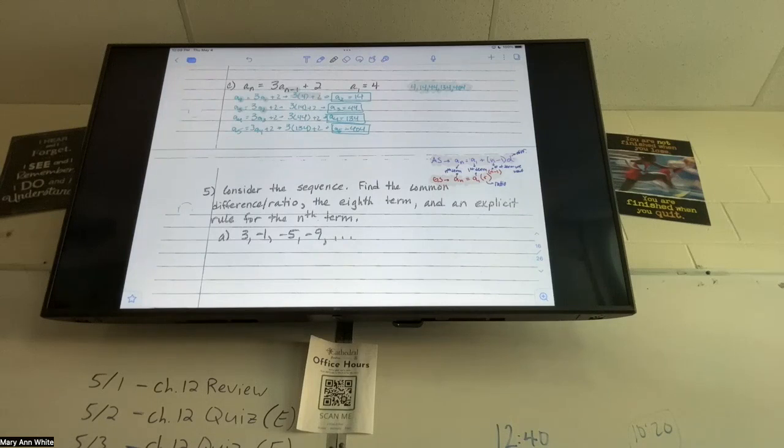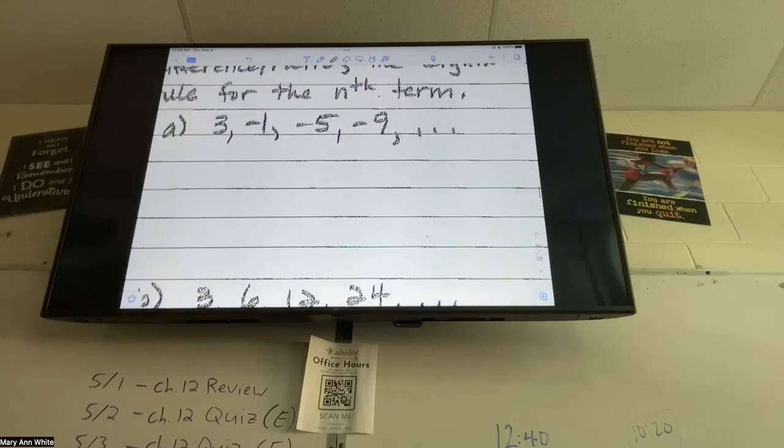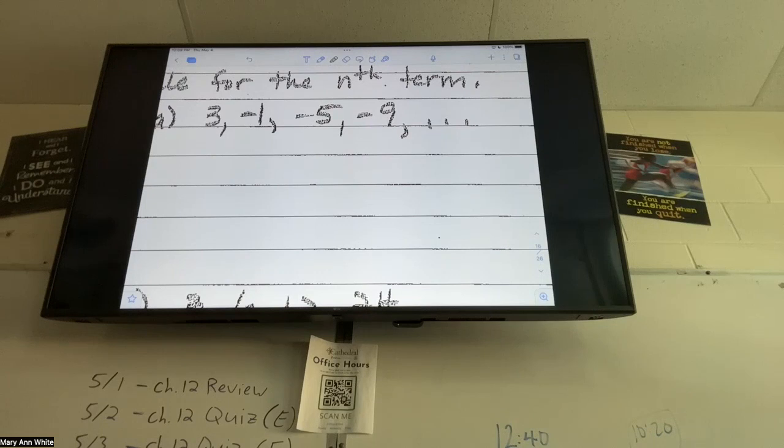Okay. So let's look at the first example. Let's figure out, is it arithmetic or geometric? What do I do to go from 3 to -1?